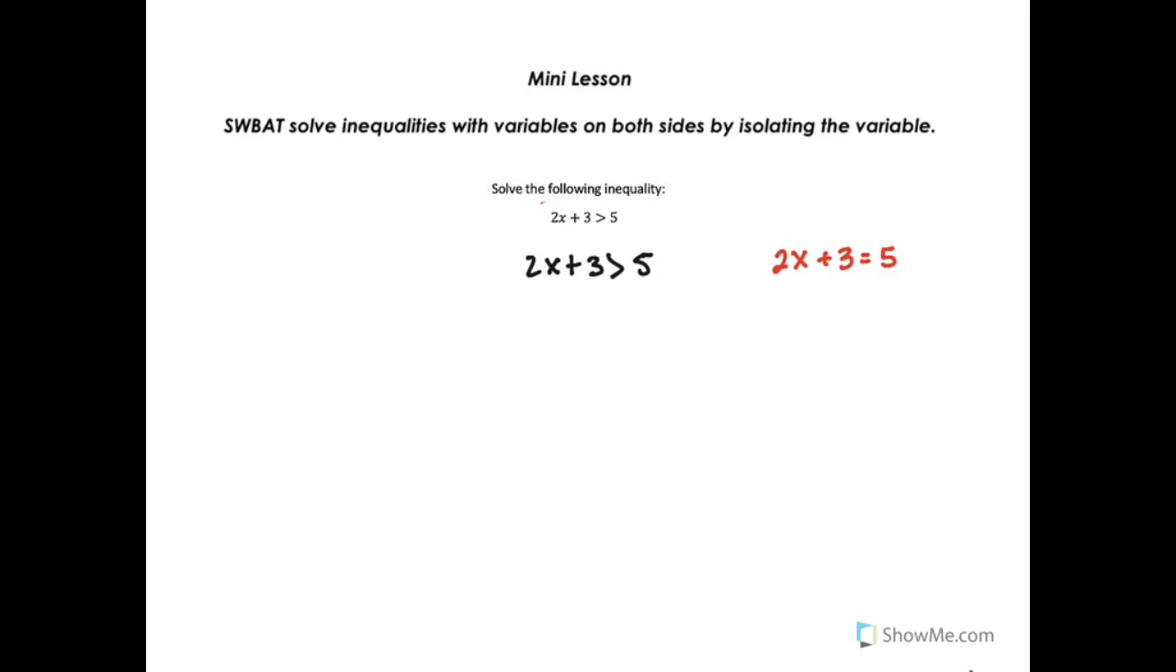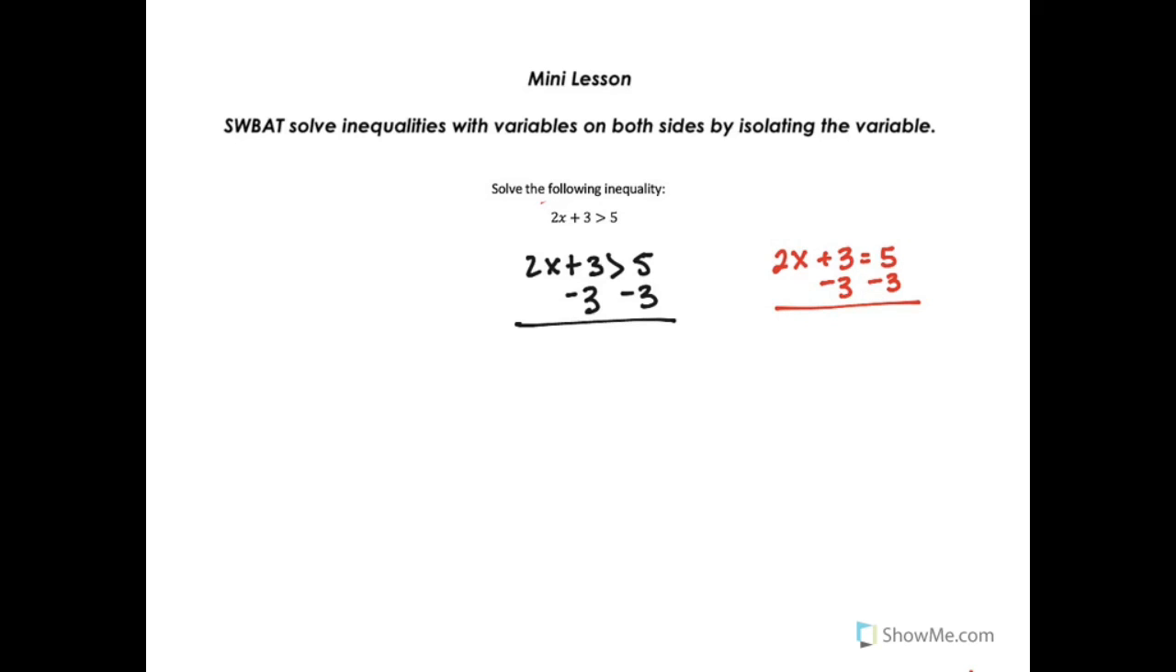In this case, we want to move the 3 away from our couple so that the couple doesn't have anything on the same side of it. And so we're going to subtract 3 on both sides in order to get the couple by itself. Well, in the inequality, we would do the exact same thing. We're going to subtract this 3 on both sides.